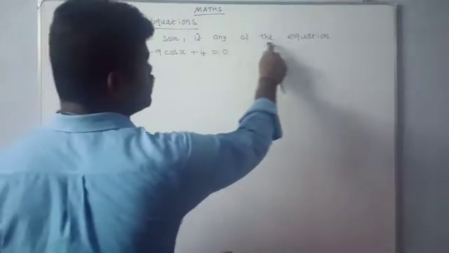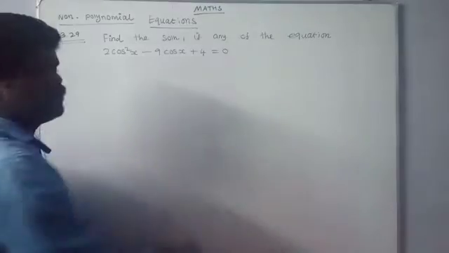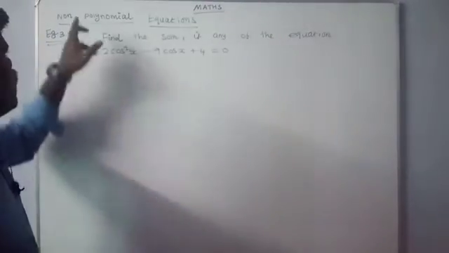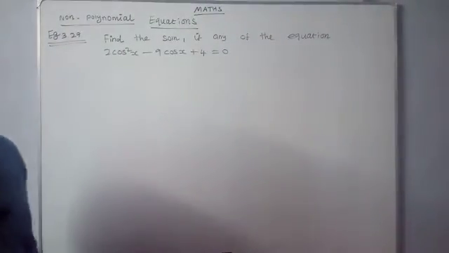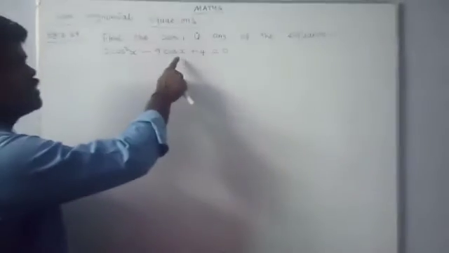Solution: solve the equation 2 cos square x minus 9 cos x plus 4 equal to 0. Non-polynomial equation means there is a cos square x, there is cos x. This is the non-polynomial equation. So how to solve this?